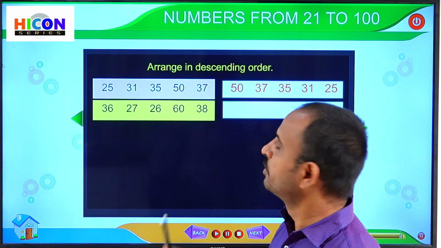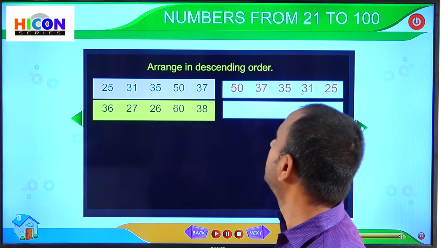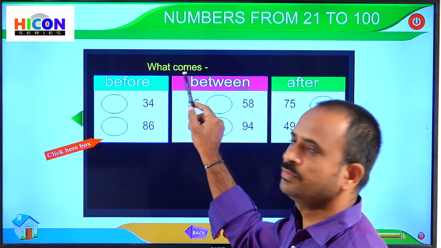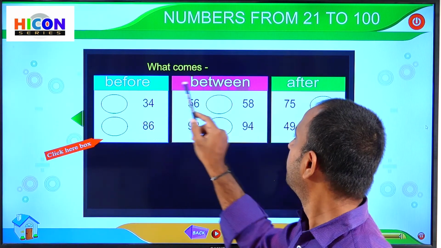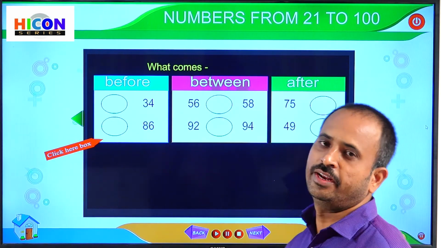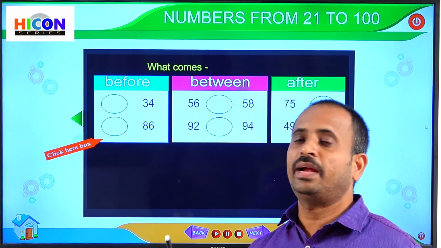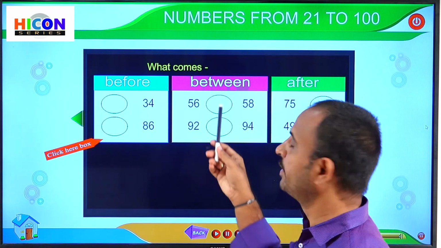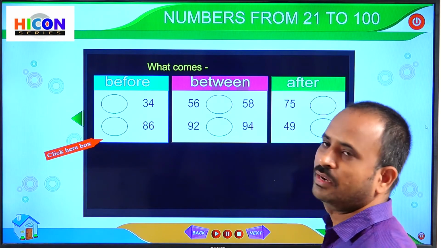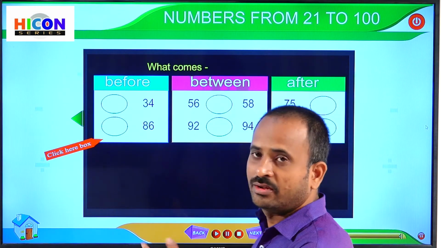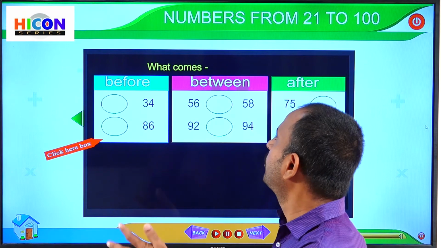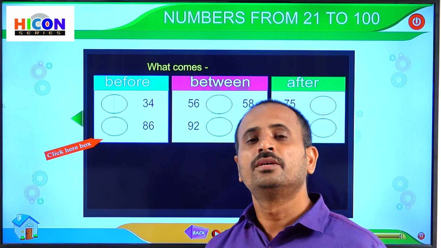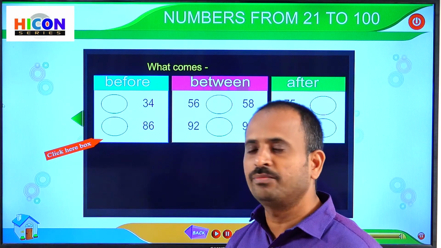Now let us go to the next section in the worksheet. Children, see the next section: what comes before, between, after the given numbers? We have already practiced how to write the before numbers, the between numbers and the after numbers. Let us recall once again how to write the before numbers. We can write the before number just by subtracting 1 from the given number.